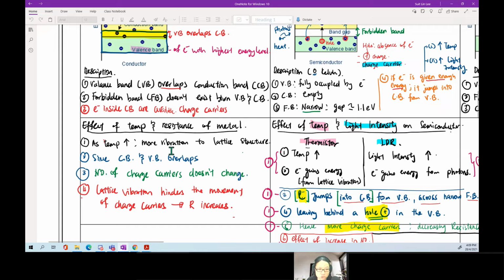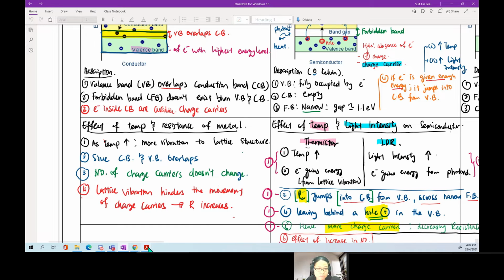So you need to mention that when temperature increases, there's more vibration of the lattice structure. There's no extra charge carrier. The number of charge carriers doesn't change because the electrons inside a conductor are already charge carriers, because the conduction band and valence band overlap. Okay, so because of the overlapping, you already have. So lattice vibration will only stop the movement, then the resistance will increase.